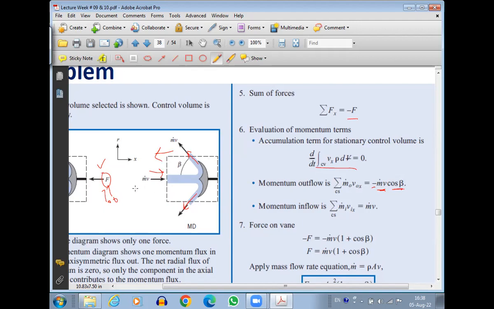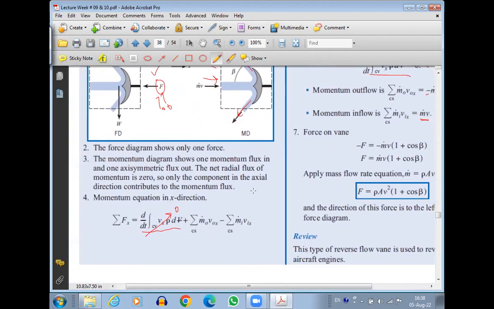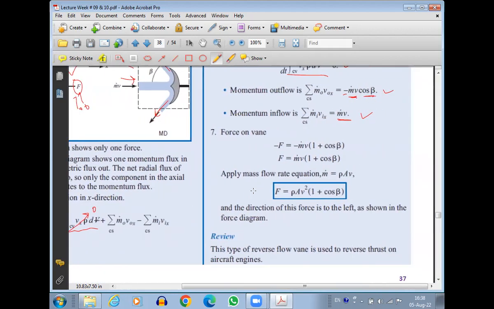Momentum inflow is the same fluid which is coming in, so it will be m dot v, and that's it. So momentum inflow is m dot v, and negative m dot v cos beta will be the momentum outflow. So now we have momentum inflow, momentum outflow, accumulation term, and summation of forces. Just substitute all this into the main equation. So this is our main equation. If you substitute all into the main equation, the equation becomes this.